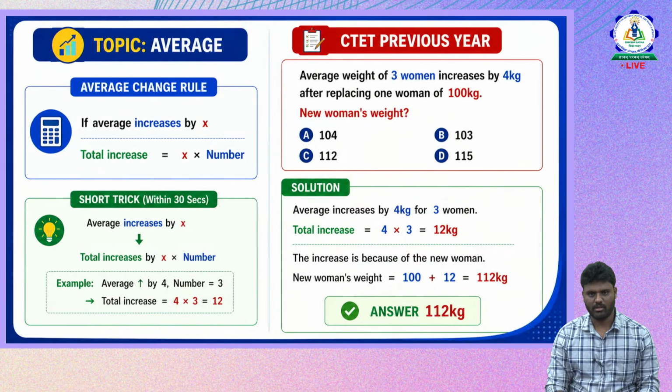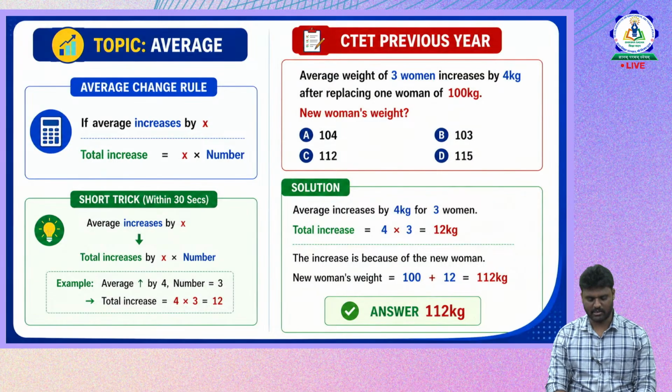Now the last one. The next question is: the average weight of 3 women increases by 4 kgs after replacing one woman of 100 kg. What is the new woman's weight we need to identify? The options are: A is 104, B is 103, C is 112, D is 115.